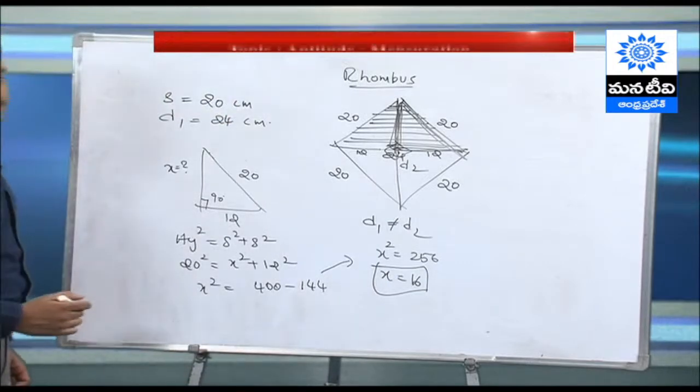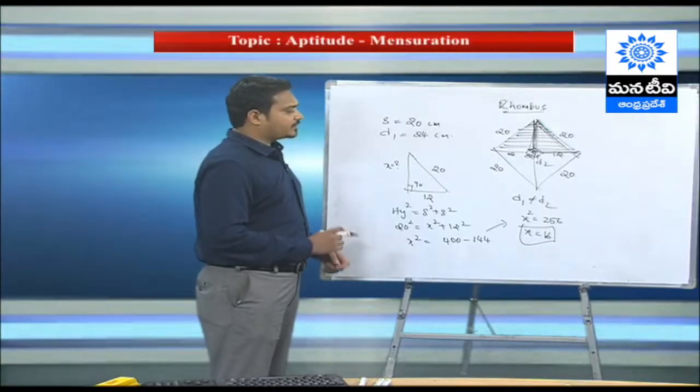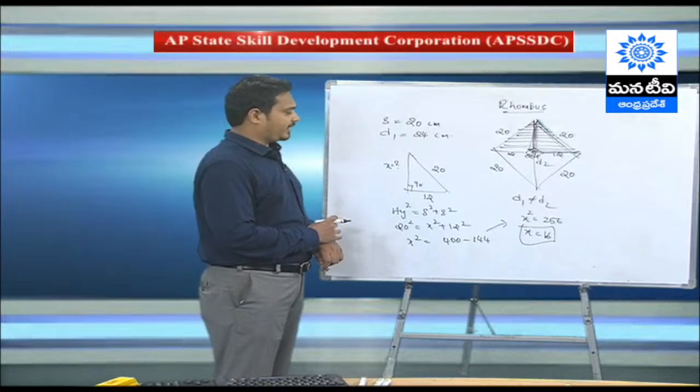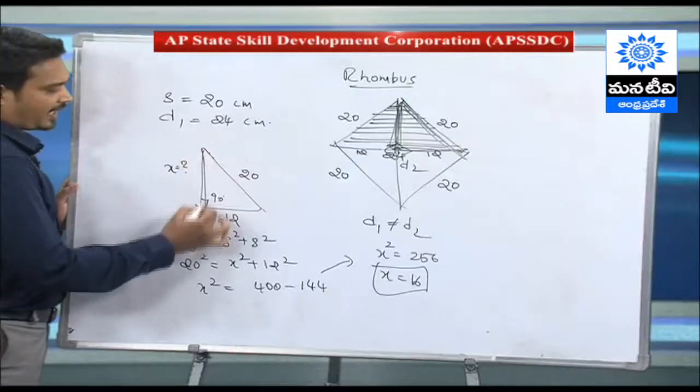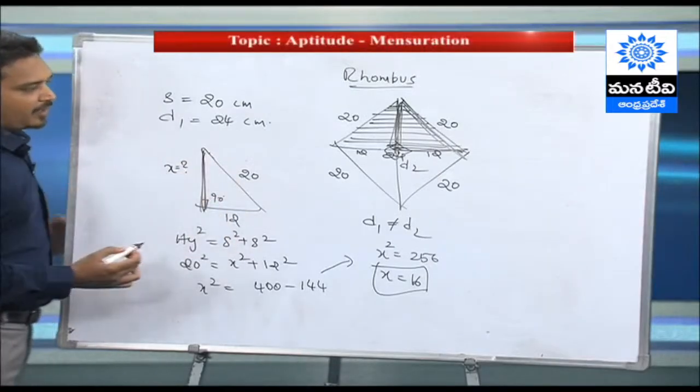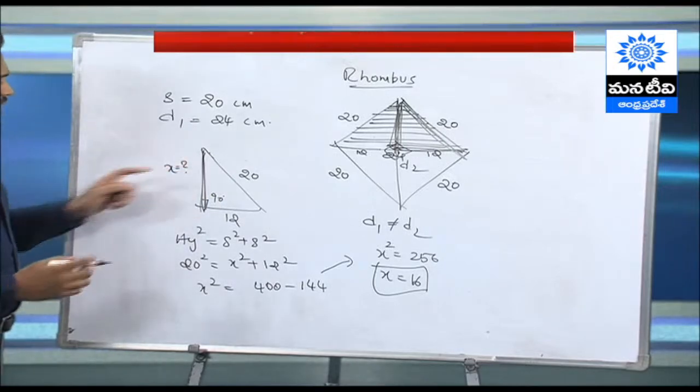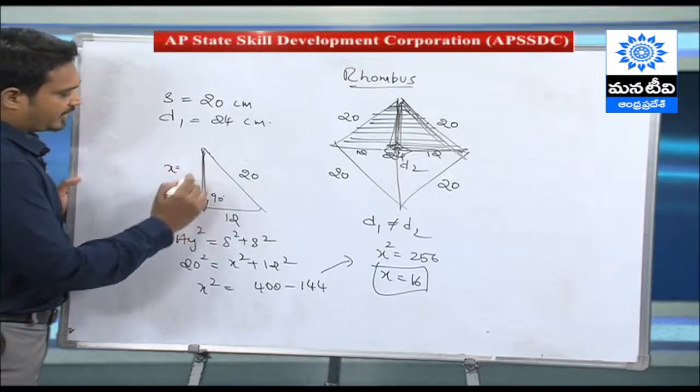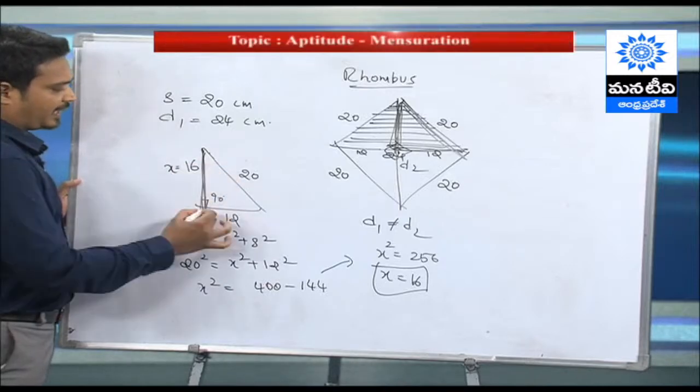X is 16. So x square is 256, x is 16. Now x is this part of the triangle only, which is 16.